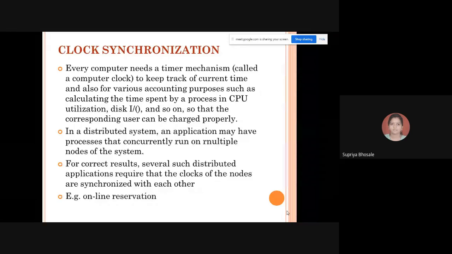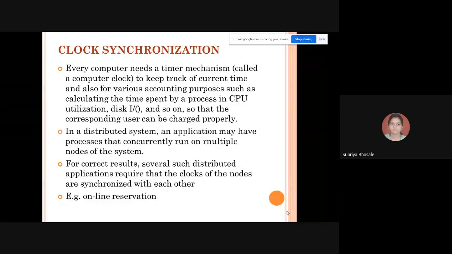Every computer has a timer mechanism called a computer clock to keep track of current time and also for various computing purposes, such as calculating the time spent by a process in CPU utilization, disk IO, and so on, so that the corresponding user can be charged properly.